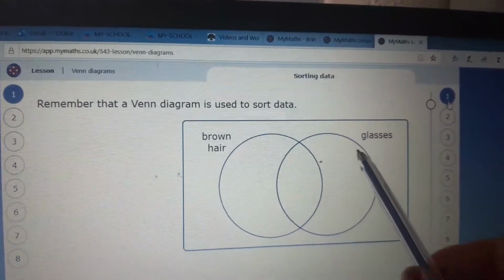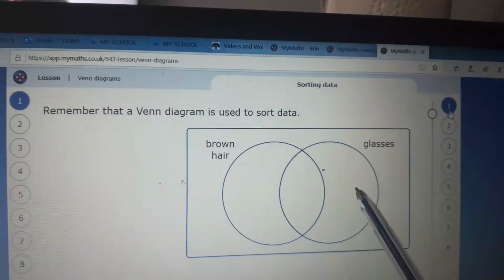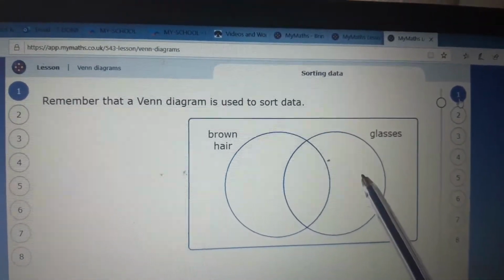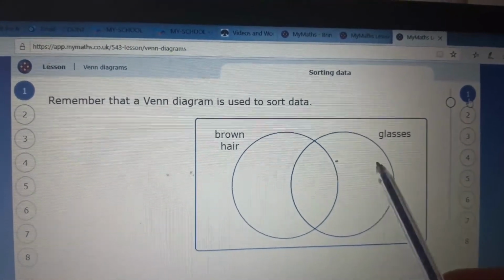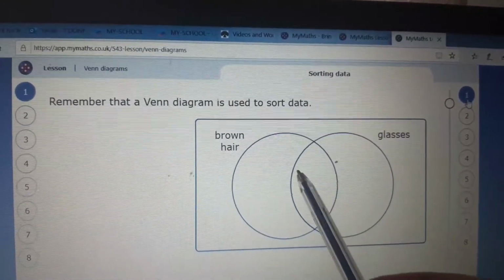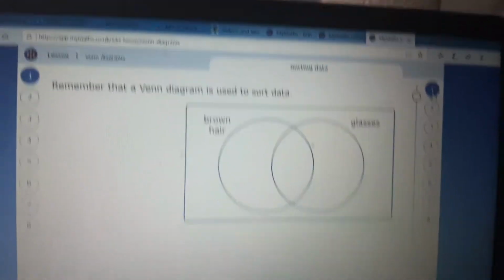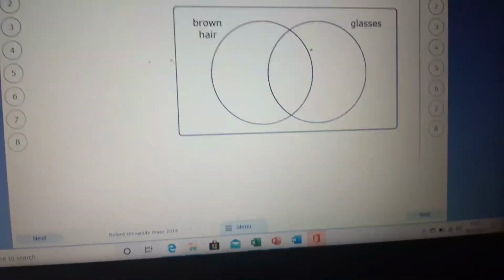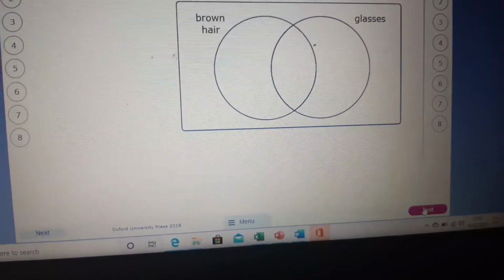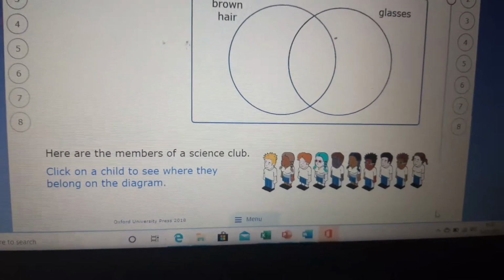Anybody with glasses is in this circle. But if you have glasses but not brown hair, you are in this bit. But if you have both things, brown hair and glasses, you're in this bit in the middle. So there are a group of children we're going to look at. Here they are from the Science Club.